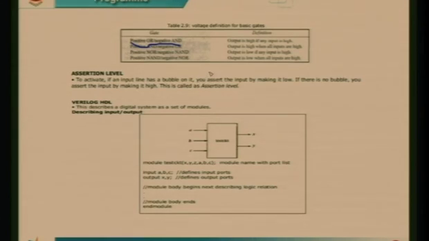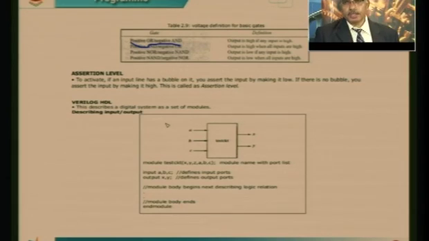In an AND gate operation, if both inputs are high the output will be high, otherwise it will be 0. So it is a negative OR. Depending upon which logic you consider, we call it an assertion level. Assertion level means that if I give an input equal to 0, the device should be activated, for which we say the assertion level is 0.